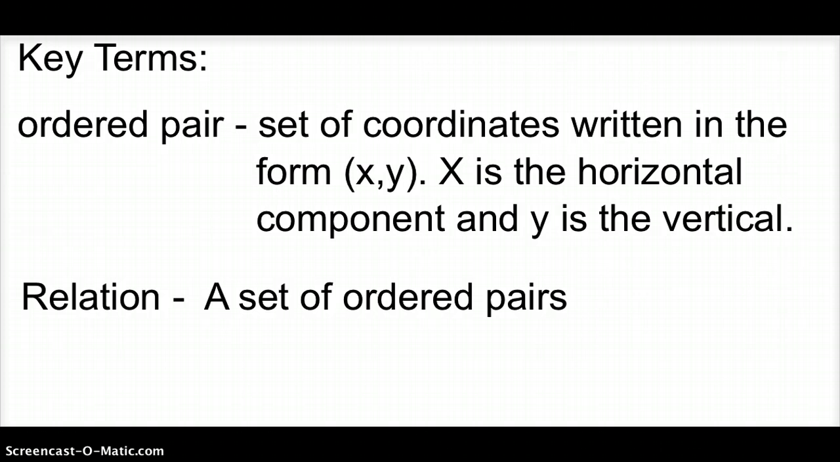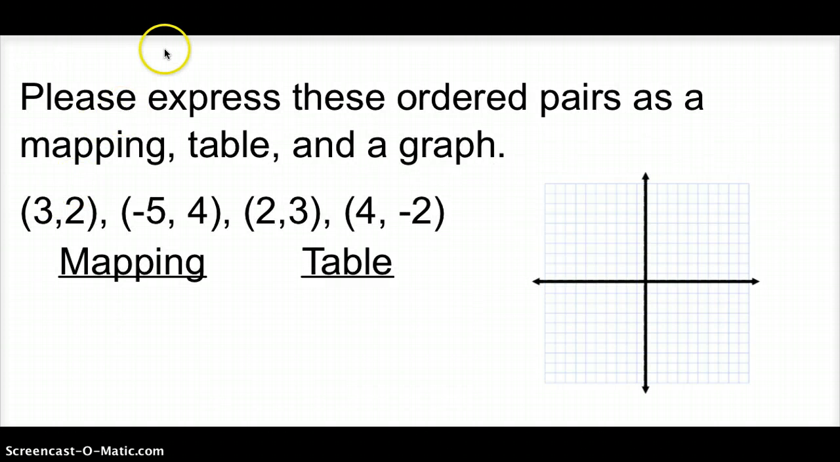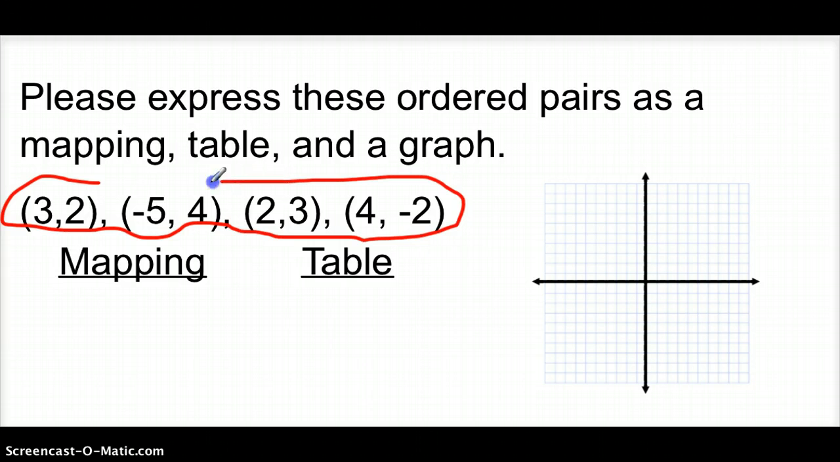So now let's look at an example that will go through everything we need to know here. The question says, please express these ordered pairs as a mapping, a table, and a graph. The ordered pairs are these right here. They have an x component and a y component. Each of these is one ordered pair: (3, 2). Another ordered pair is (-5, 4), then (2, 3), and (4, -2). So these are all ordered pairs.